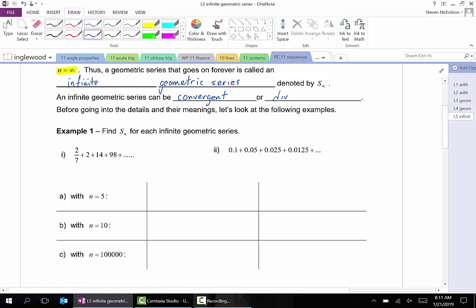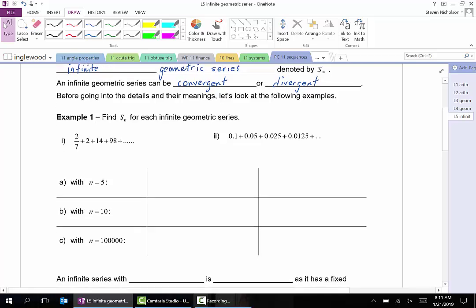Or it can be divergent. Divergent really means it goes to infinity. And when you think about it, if you added a bunch of numbers together, wouldn't that get really, really big? That's one of the key things we're going to look at. When does something converge to a number, and when does something diverge to infinity?